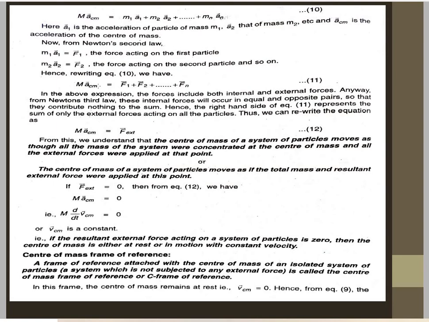So m into the acceleration of the center of mass is given by F1 plus F2 plus etc. Fn. In the above expression, the forces include both internal and external forces. Anyway, from Newton's third law of motion, these internal forces will occur in equal and opposite pairs, so that they contribute nothing to the sum. Hence the right hand side of equation 11.